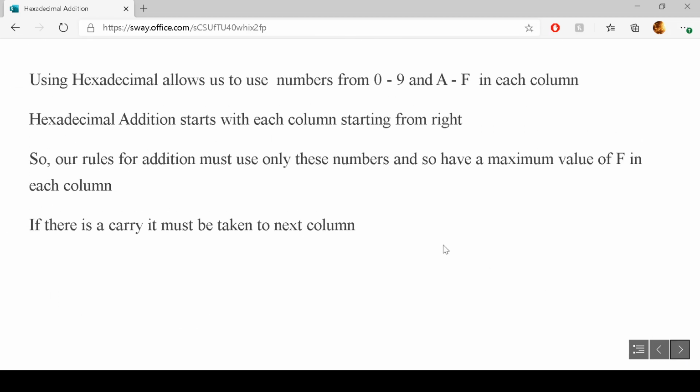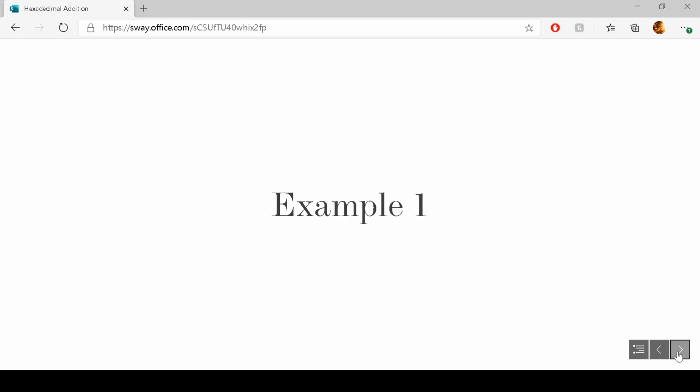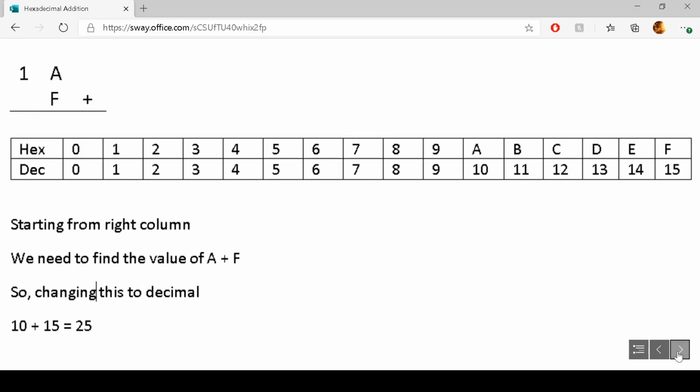Using hexadecimal allows us to use numbers from 0 to 9 and A to F. So for each of the columns, the maximum you can have in any column is F, and the lowest is 0. Hexadecimal addition starts from the right, and if there's a carry, then it must be moved on to the next column. Okay, so what we're going to do now is have a look at some examples of hexadecimal addition. I've got 4 examples for you to have a look at, and we'll begin with example 1.